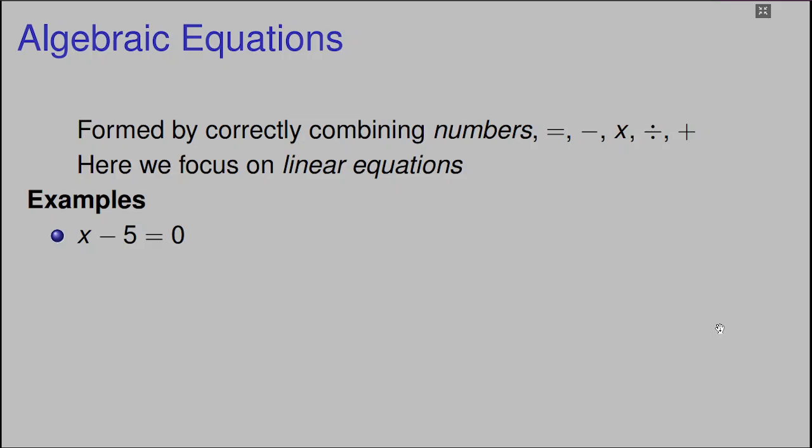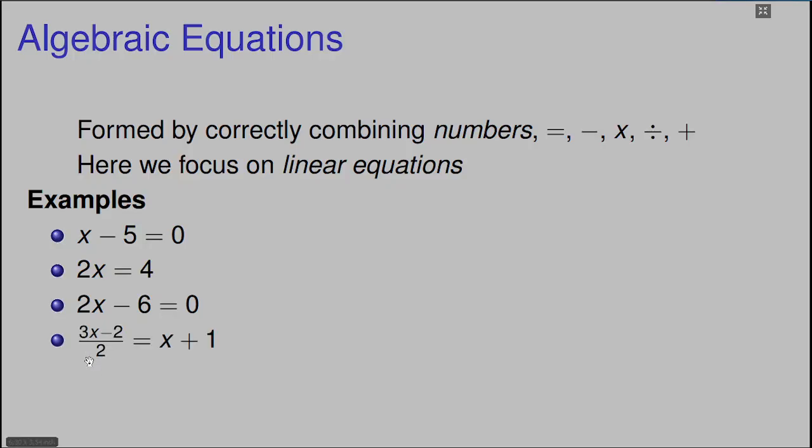We have x minus 5 equals 0. So it's linear because the variable x, so the variable that is involved, only has an exponent of 1. So it doesn't have a high power. It's not x squared, it's not x cubed, so it's just x by itself. So that's linear. You have 2x equals 4, 2x minus 6 equals 0.